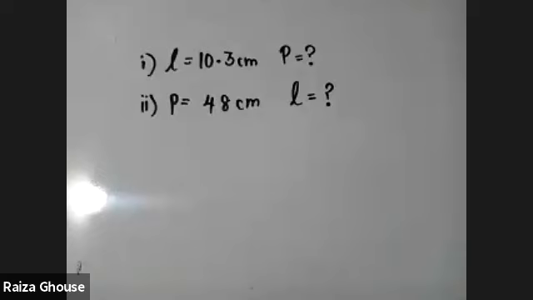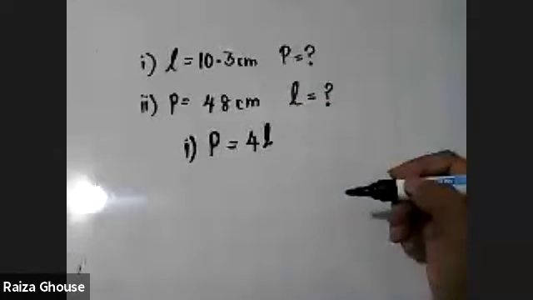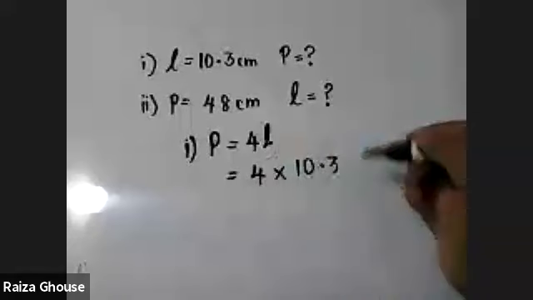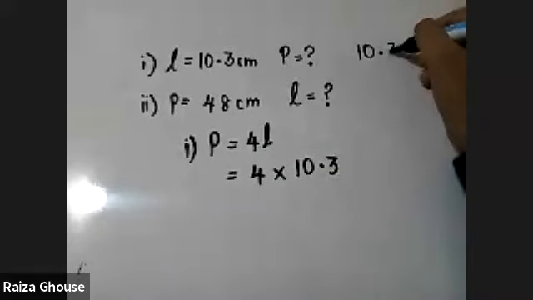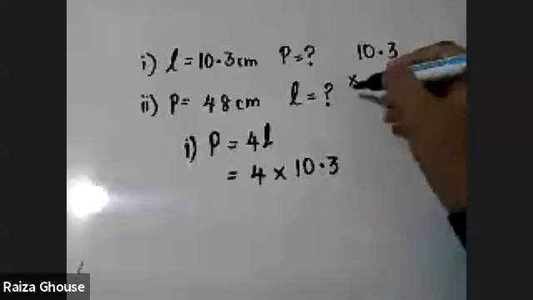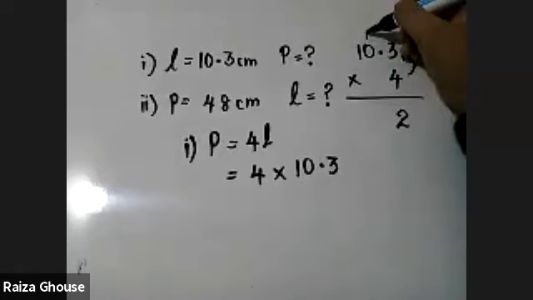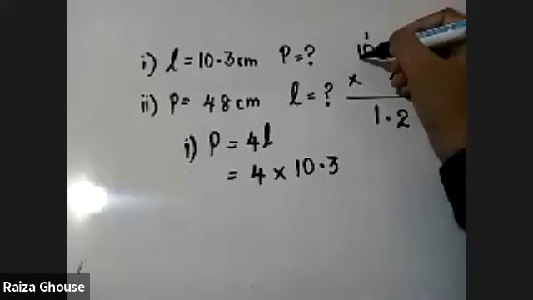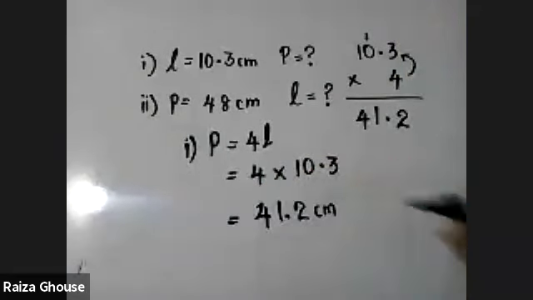Roman number 1. First, I'll write the formula. P is equal to 4L. This is what I know. And I can use the length: 4 multiplied by 10.3. Now decimals again. If anyone is having decimal problems, look at the board. 10.3, below write down 4, multiplication. 4 into 3, 12, 2 down, 1 up. 4 into 0, 0, 0 plus 1 is 1. Bring the decimal down. 4 into 1, 4. Answer is 41.2 centimeters.